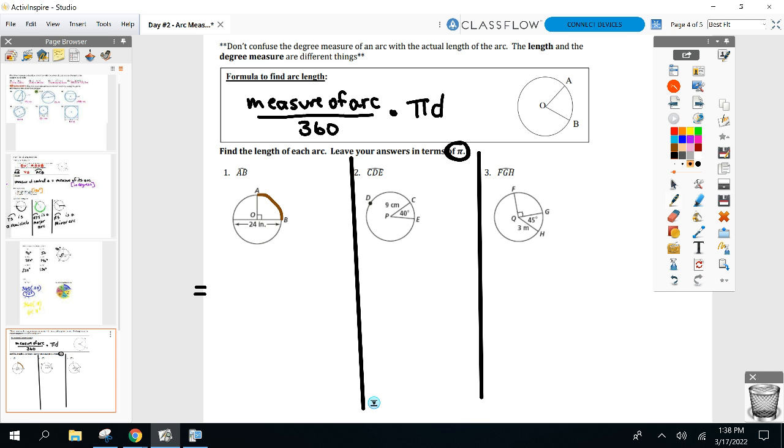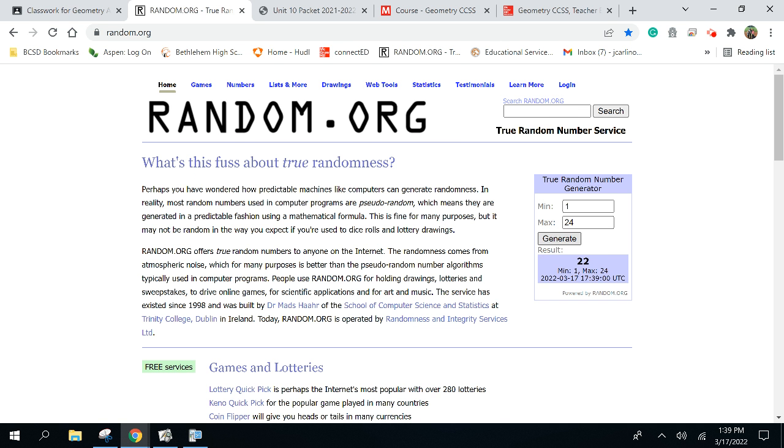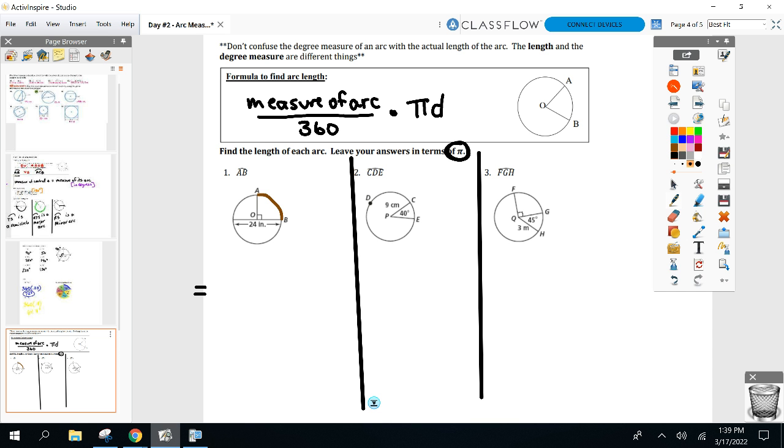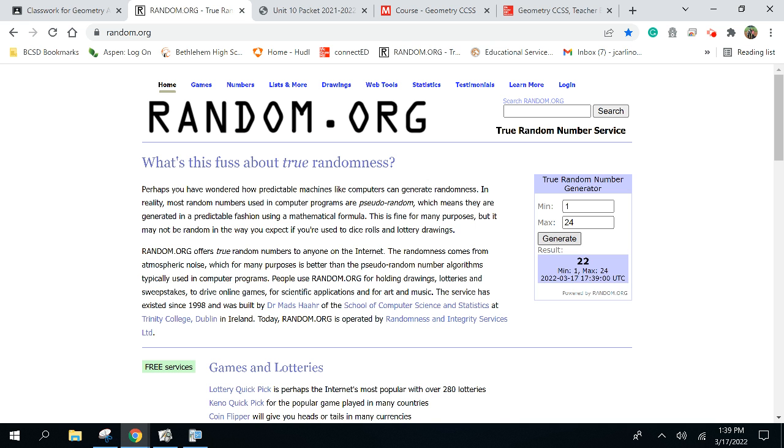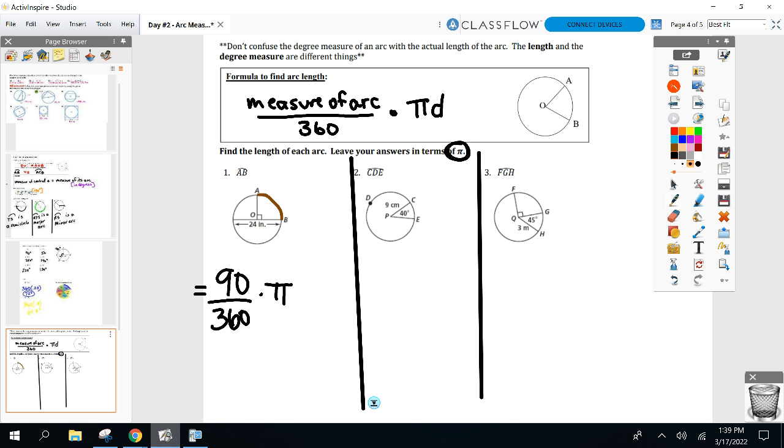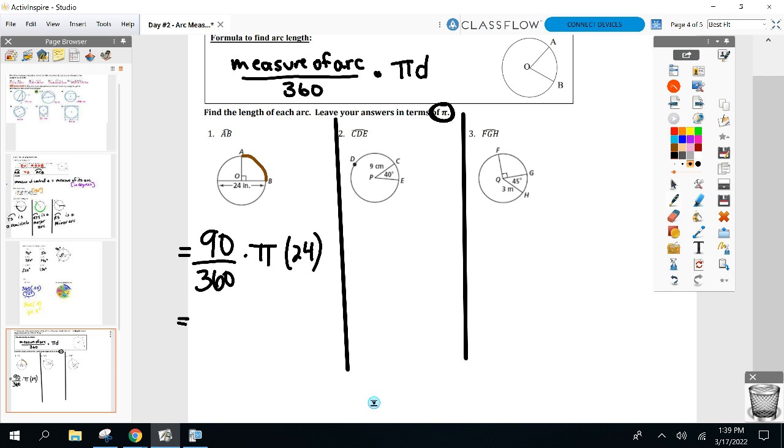What is the measure of AB? What we worked on today already. Measure of arc AB. How many degrees are in arc AB? 90, because it's equal to its central angle. 90 over 360 times circumference, pi d. What's my diameter in this problem? 24. That gives you the diameter already. Let me help you with the calculation. It's got to be in terms of pi, so you better just put the pi in the answer now.